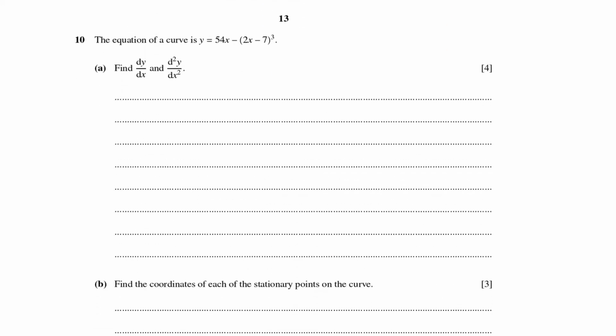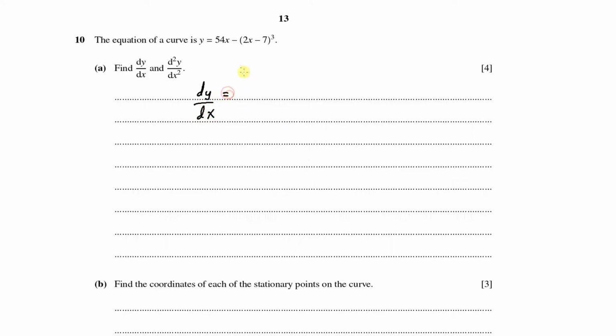Let's move on to question number 10. On number 10, the equation of a curve is y equals 54x minus bracket 2x minus 7 all to the power of 3. So on A, find dy by dx and d squared y by dx squared. So let's start by finding dy by dx.